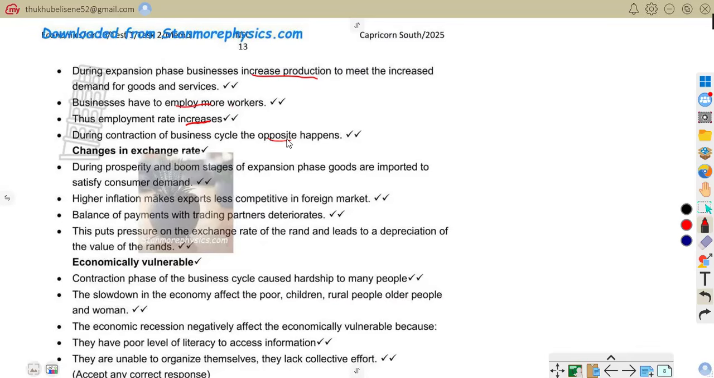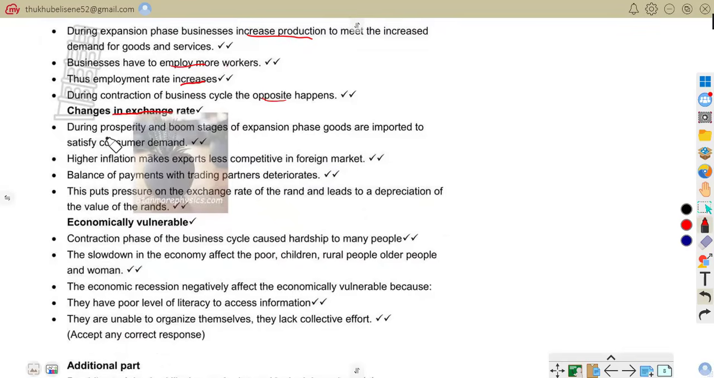Now we come to the change in exchange rate. During prosperity and boom stages of the expansion phase, goods are imported to satisfy consumer demand. High income increases demand for foreign goods. People import more smartphones from overseas.